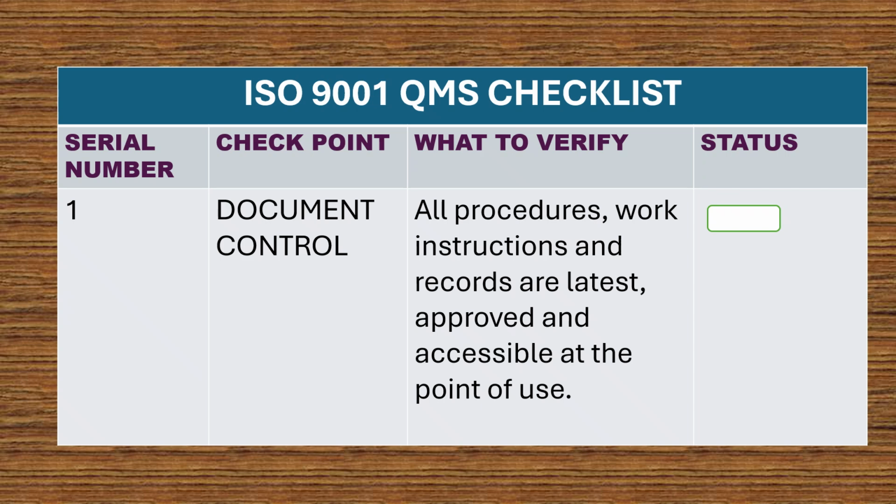So first checkpoint is document control. In this, what to verify? All procedures, work instructions and records are latest, approved and accessible at the point of use.